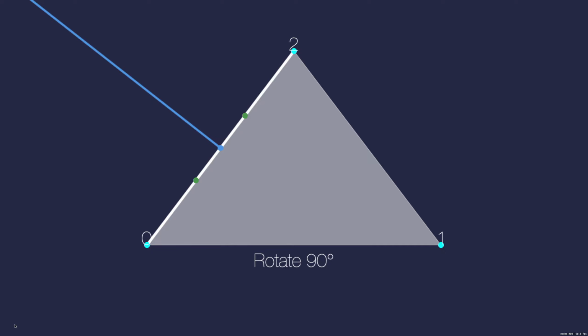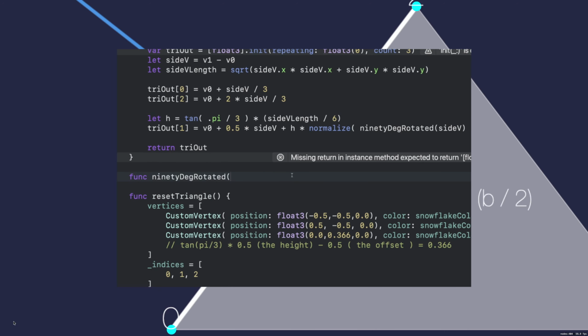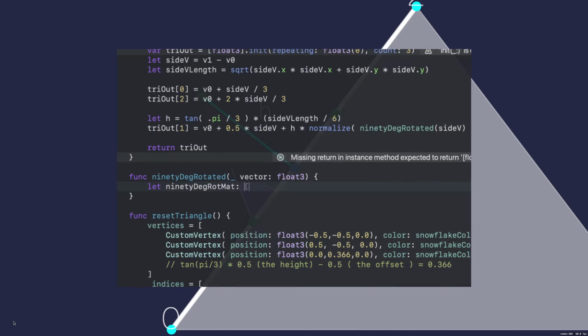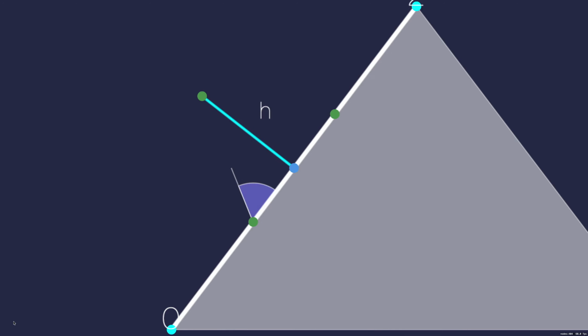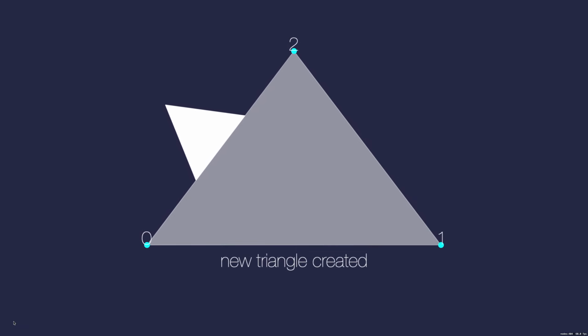To find where it's positioned, we need the height. In order to do that, we're going to use a tangent formula. Make sure to multiply the normal vector by the height. That way we can find the height of this new equilateral triangle. That's it! We created a new triangle. Let's repeat that for every single side.